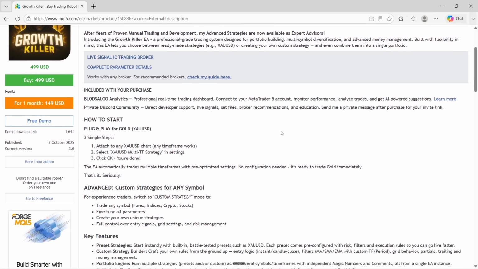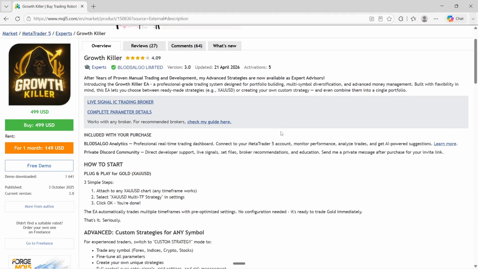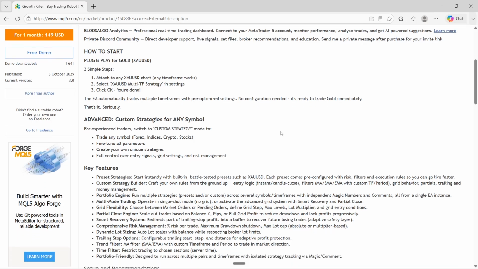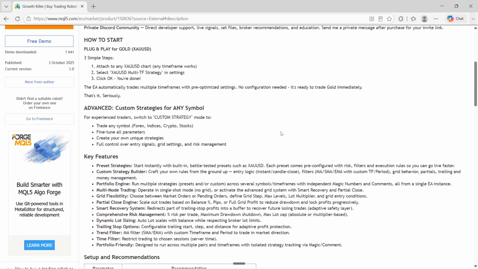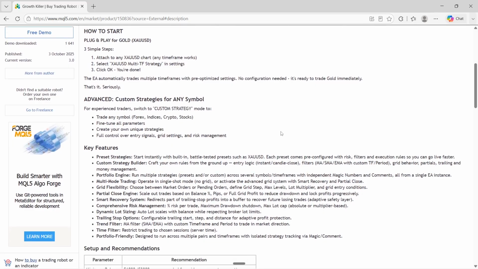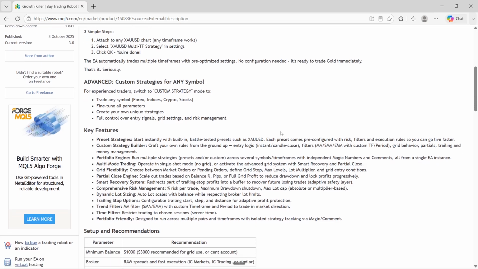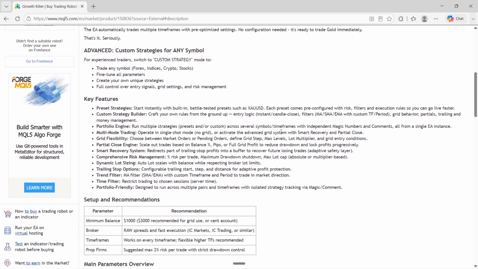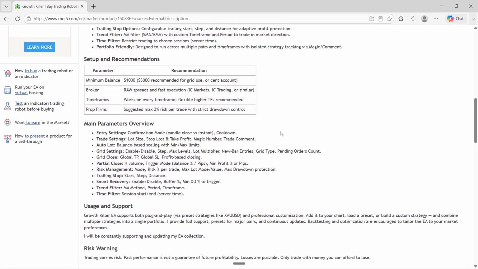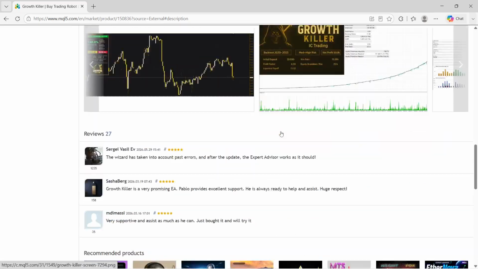As for the features, the key features include plug and play XAUUSD multi-time frame presets, custom strategy builder for any symbol, portfolio engine, single shot or grid modes, partial close engine, smart recovery buffer, comprehensive risk management with max drawdown shutdown, dynamic lot sizing, trailing stop, trend and time filters, and multi-symbol isolation via magic numbers. So we have all that.